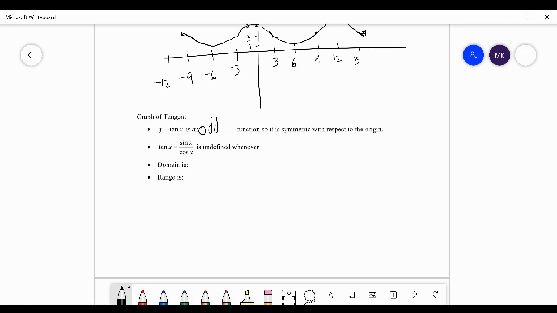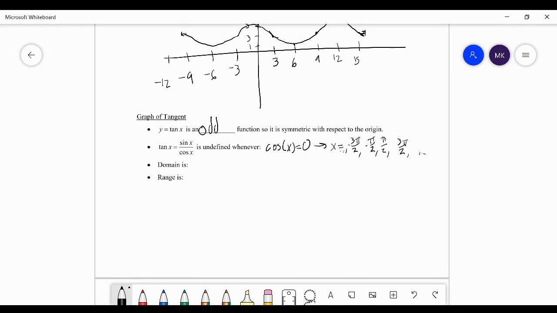And so what this means, because this is a fraction, this is undefined anytime our denominator is 0, right? We can't divide by 0. So this is undefined anytime the cosine of x is equal to 0. And that happens anytime x is things like negative 3 pi over 2, negative pi over 2, pi over 2, 3 pi over 2, and so forth. It actually kind of goes on in the beginning too. So what this means is we have a very unique domain for this.